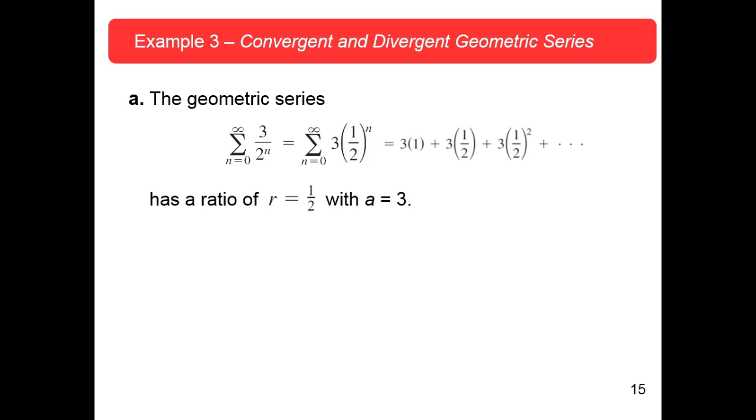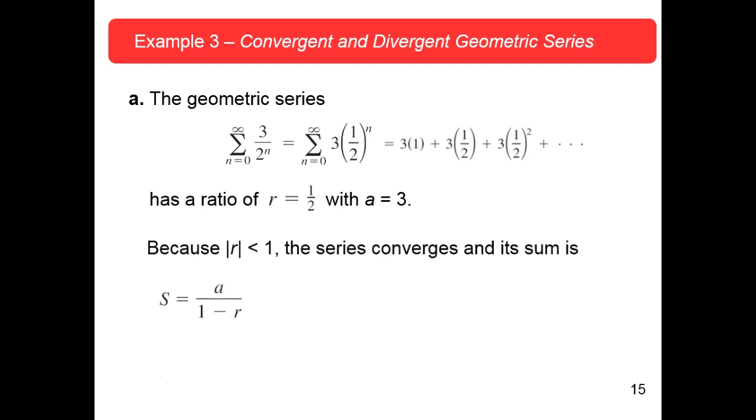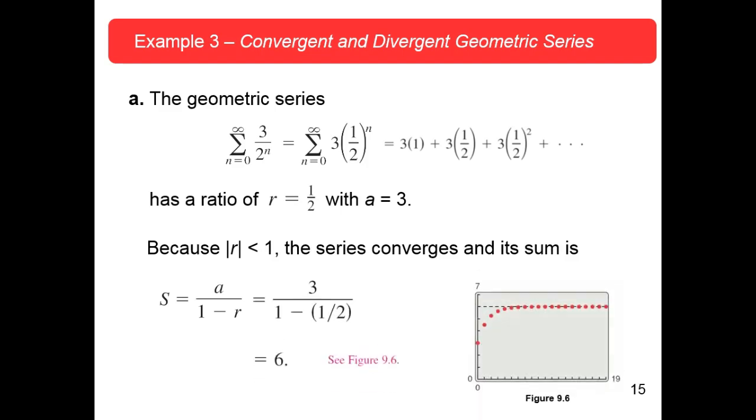You could do all that if you wanted to, but why? Just write it down because that ratio is less than 1. It's 1/2, less than 1. The series converges, guaranteed, and it's A, which is 3, divided by 1 minus 1/2, which is 1/2, and that goes to 6. And here is a figure that shows this. You start adding those up, getting closer and closer to 6, but never, ever getting there. Make sense? Works every time.